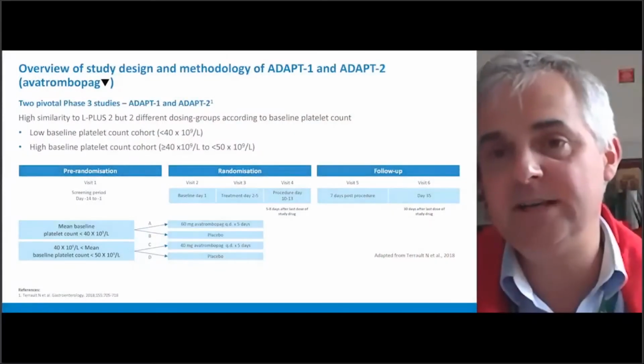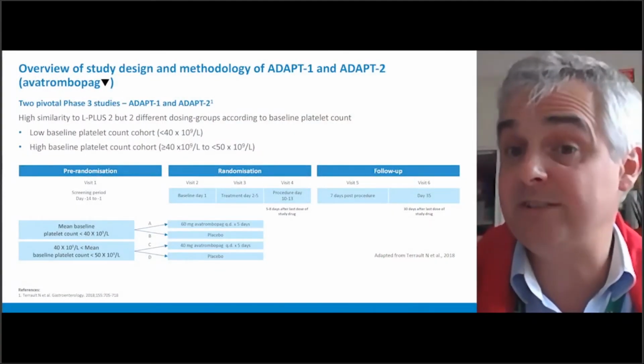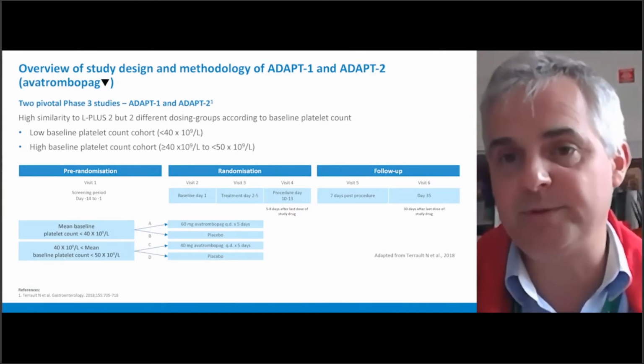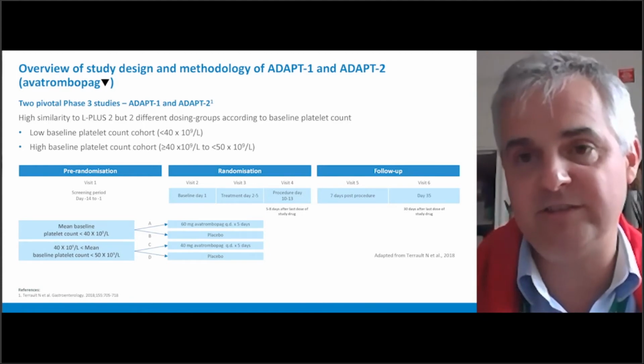In the ADAPT 1 and 2 studies, the findings were very similar. The studies were slightly different in that the patients were stratified into those patients with really severe thrombocytopenia, which is defined as a platelet count of less than 40, and those with more moderate thrombocytopenia, which was a platelet count of between 40 and 50.